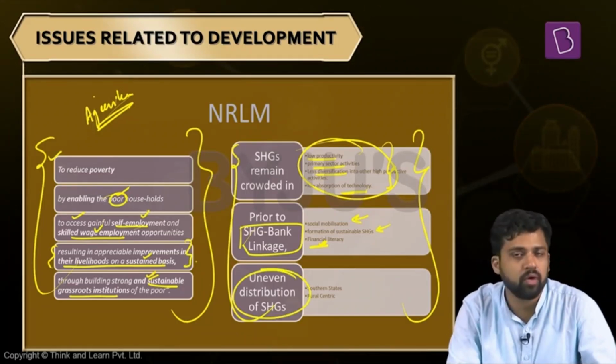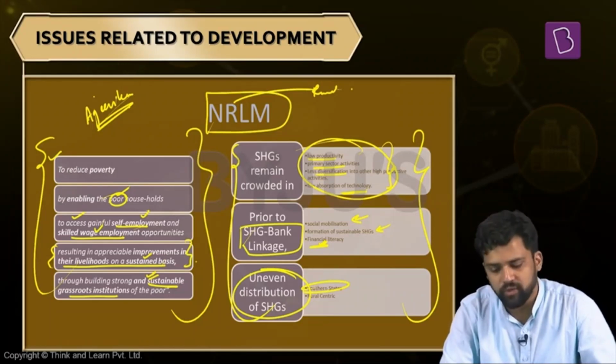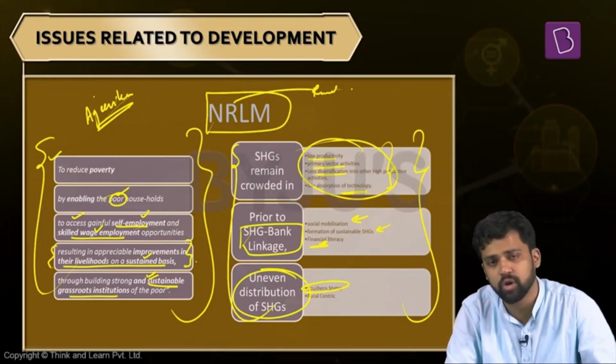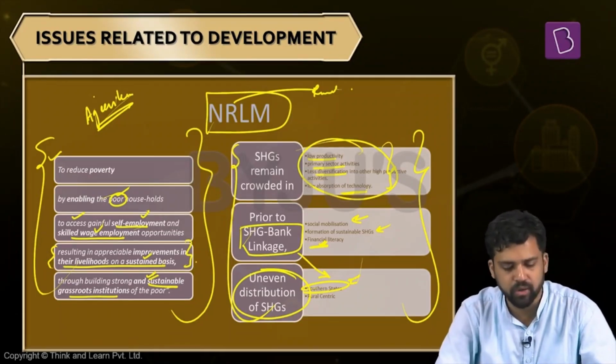You'll find more SHGs in rural areas, not in urban areas, primarily because this particular scheme focuses on rural areas. Also, southern states have more SHGs. The SHG bank linkage program has been more predominant in southern states. Of all the instances where SHGs have been linked with banks, 80% have been in southern states. So these are some challenges we face when it comes to this particular mission.